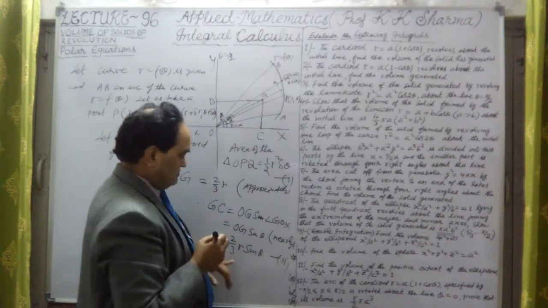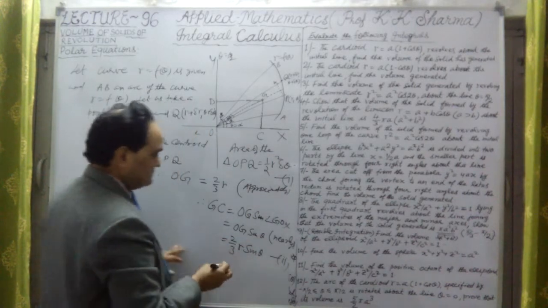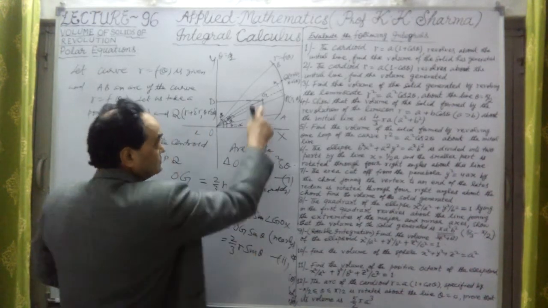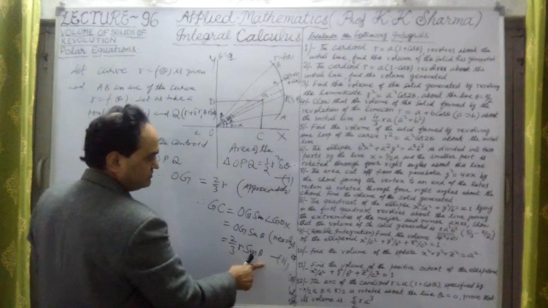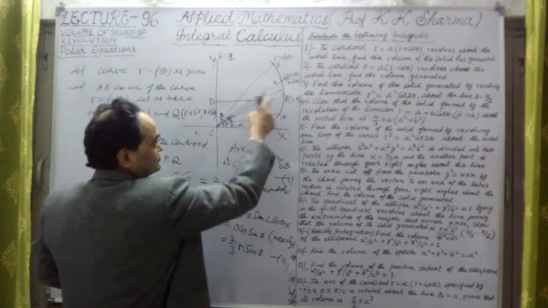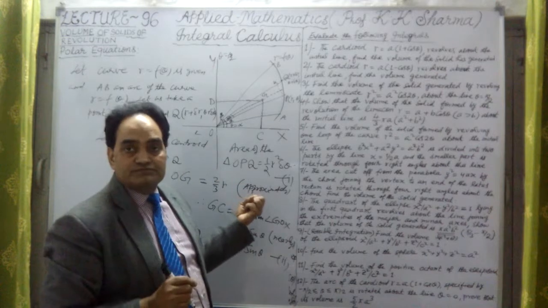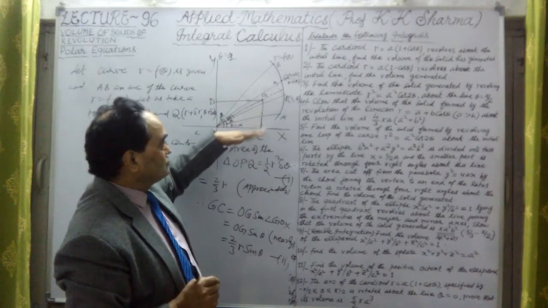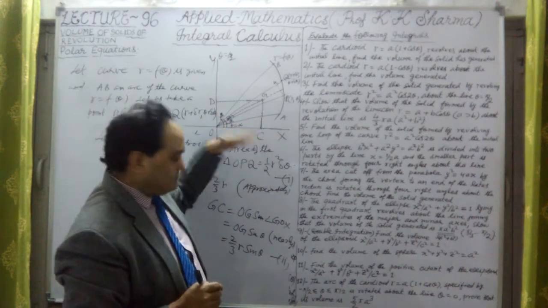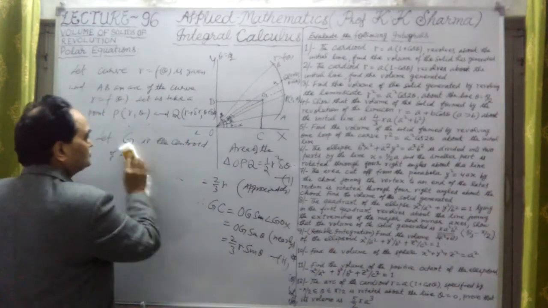Then we have to find the circumference of that circle, and for that we use this radius GC. GC is the radius here, and this is the area of the base, the area of this triangle. Therefore, for the volume of the solid revolved around the initial line, we have to use Pappus's theorem.